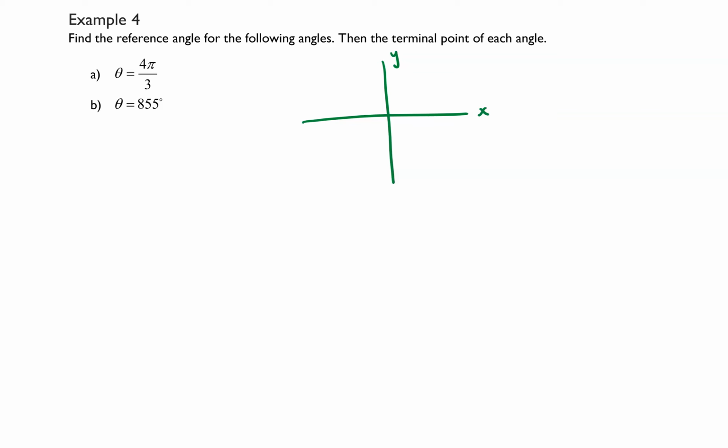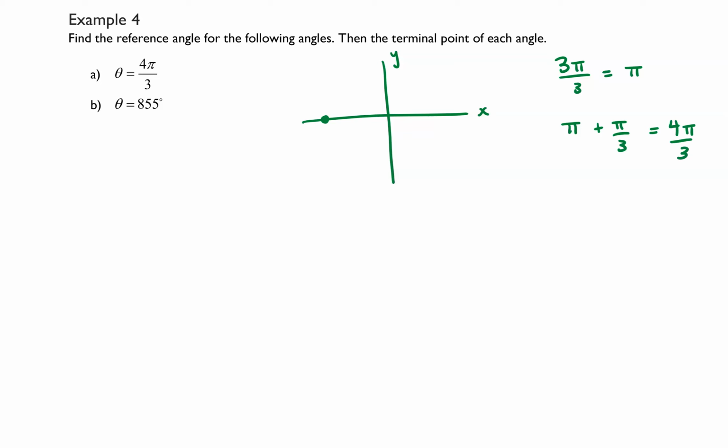So I've labeled my y-axis and my x-axis, and I know that 3 pi over 3 is the same as pi, and pi we know is on the negative part of the x-axis right here. So in order to get 4 pi over 3, we're taking pi and we are adding pi over 3 to that, and that ends up giving us 4 pi over 3.